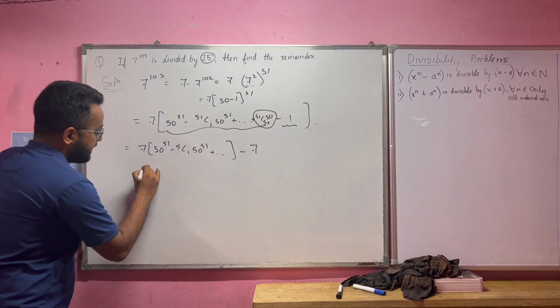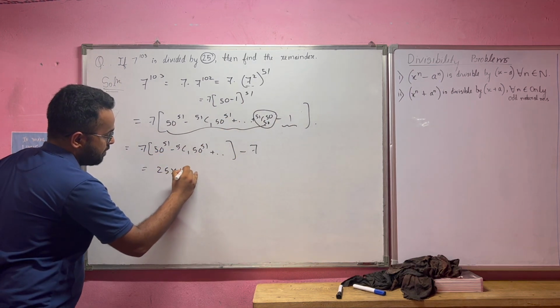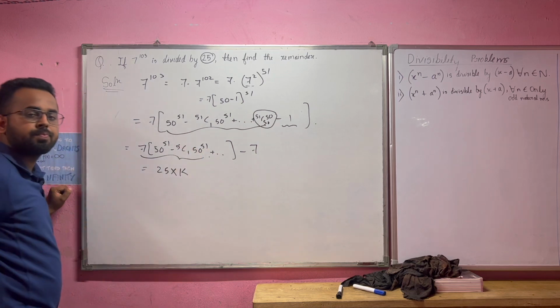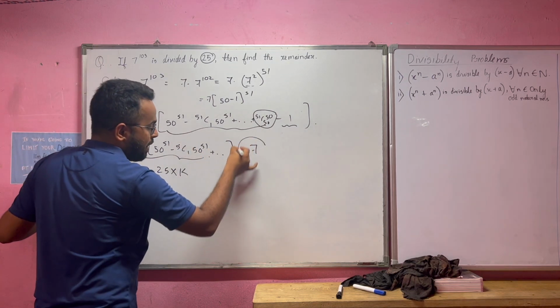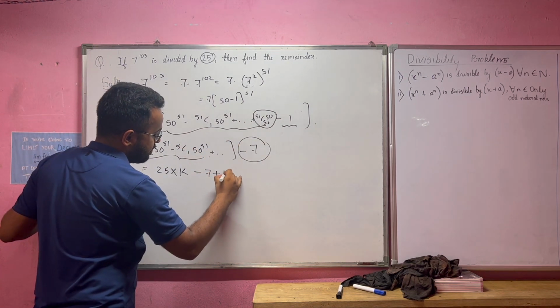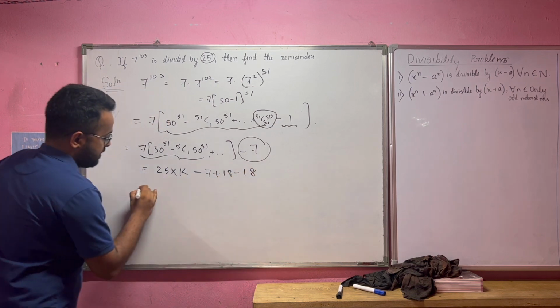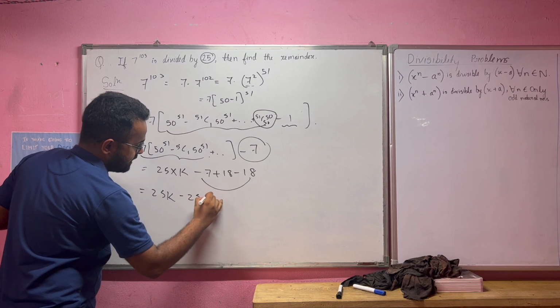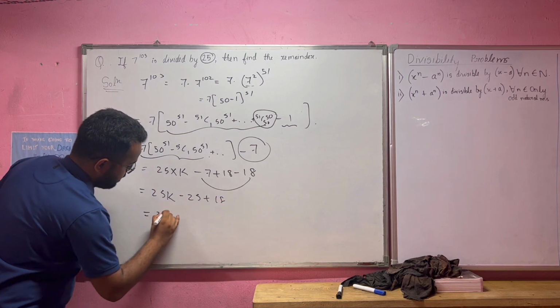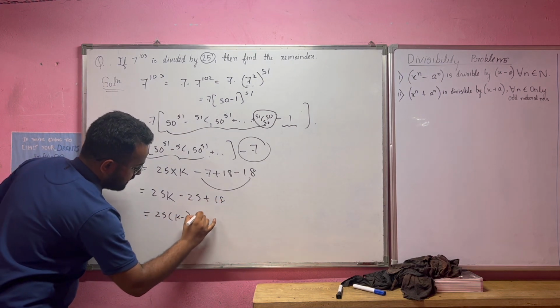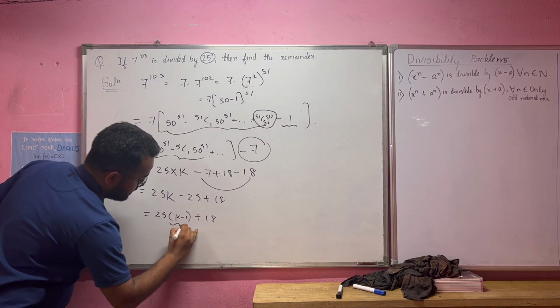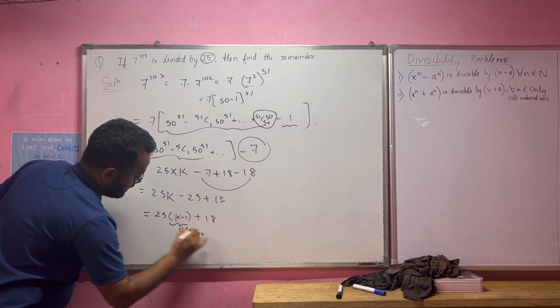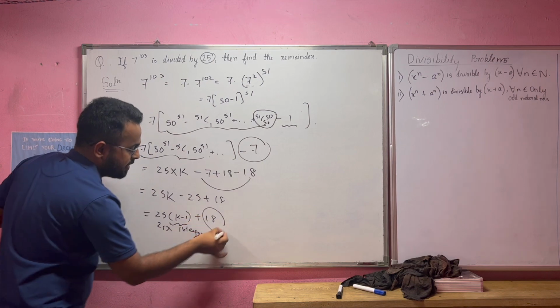So I can write it as 25 into k because this number is divisible by 25. So I can write minus 7 as minus 7 plus 18 minus 18. So 25k minus 25 plus 18. So 25 into k minus 1 plus 18. This is an integer into 25. So what will be the remainder?